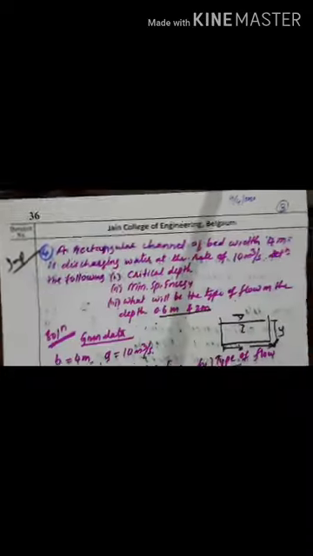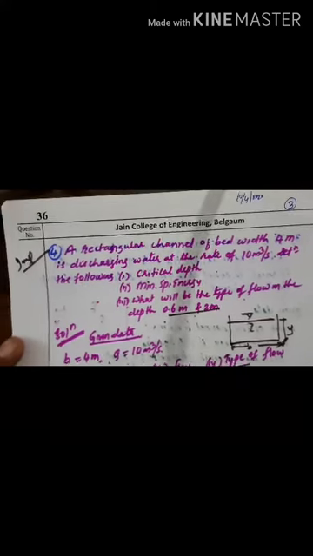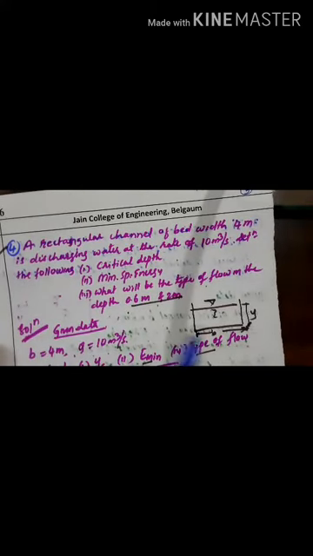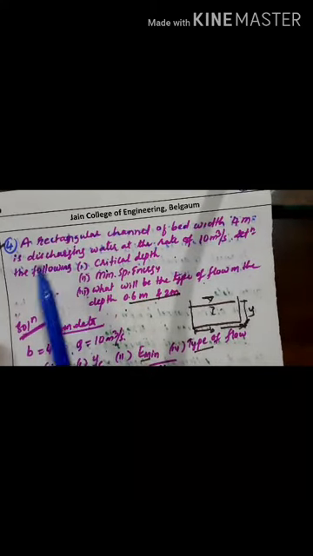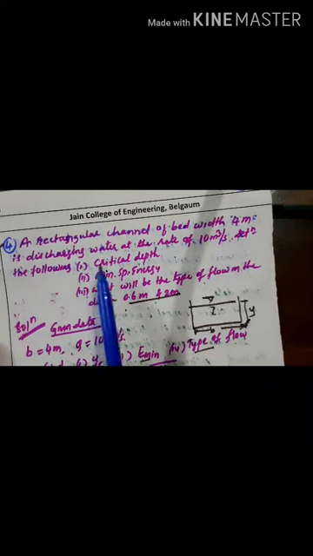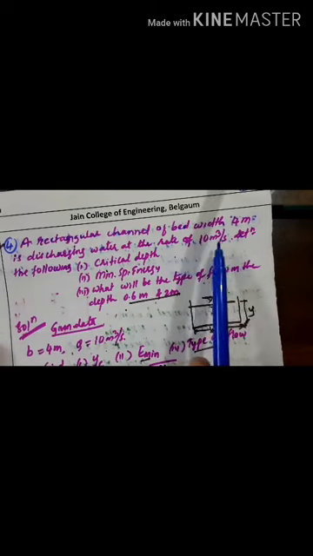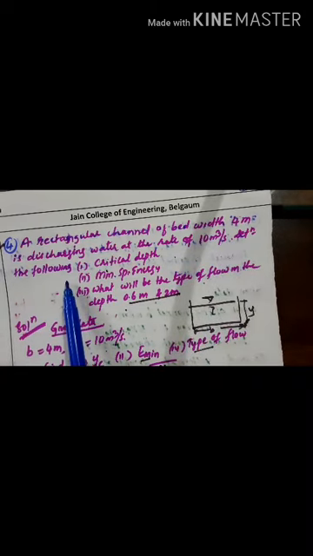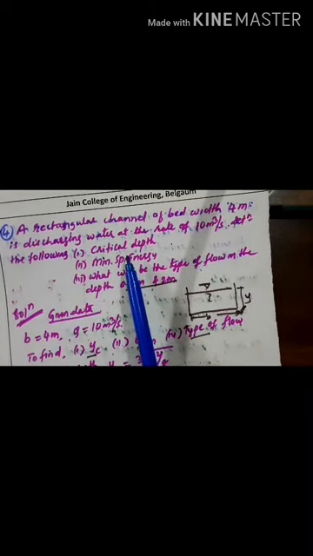So again, this type of problem will be around 8 to 10 marks. Just simple problems. Okay, so let us take one more example. This is also a university question paper example only. A rectangular channel of bed width 4 meter is discharging water at the rate of 10 meter cube per second. Determine the following.